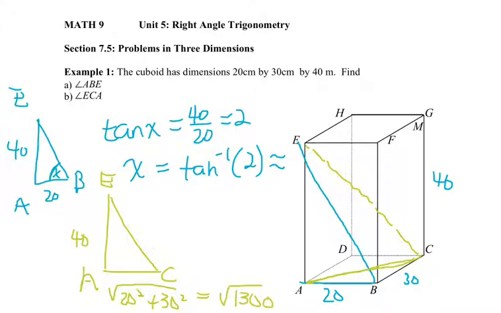I want to find angle ECA. I'm going to call that Y. And again, I'll use tangent. So Y is going to be tan inverse. The opposite is 40 again, and now the adjacent is that square root of 1300. And again, you'll have to use your calculator to get the approximate value for that one.